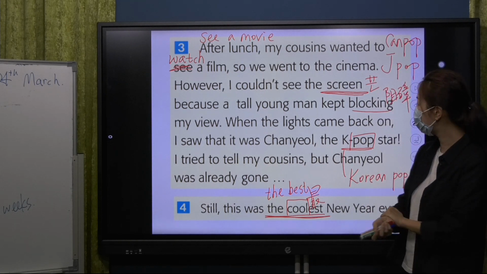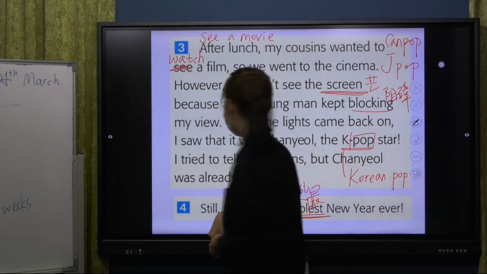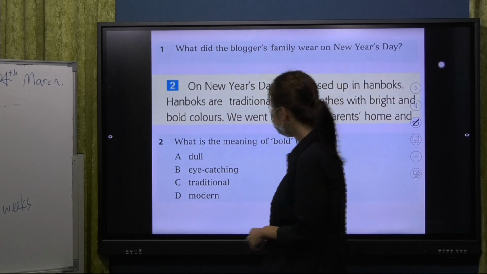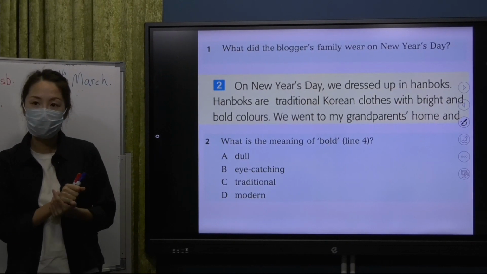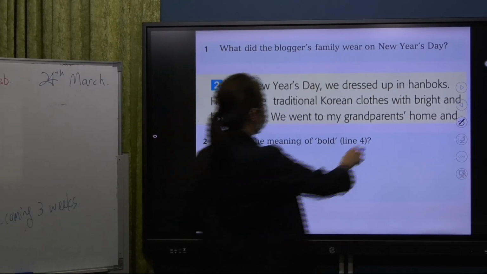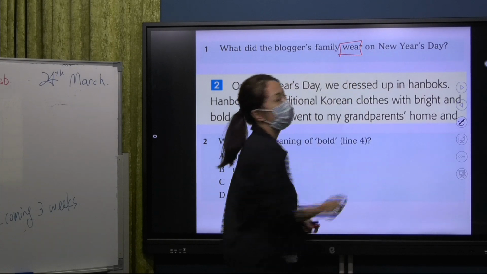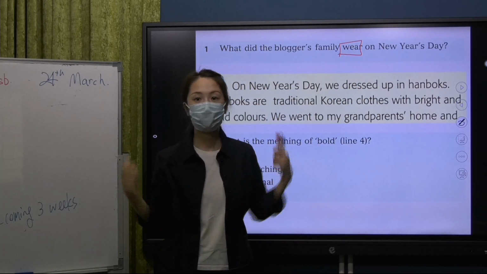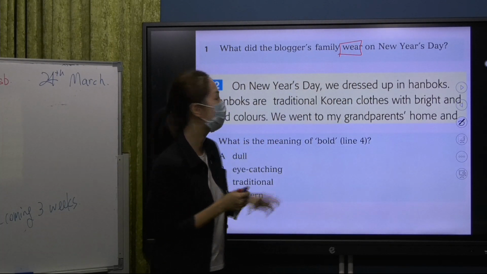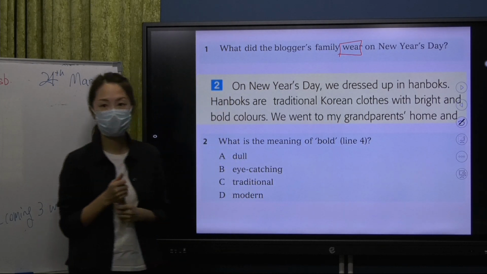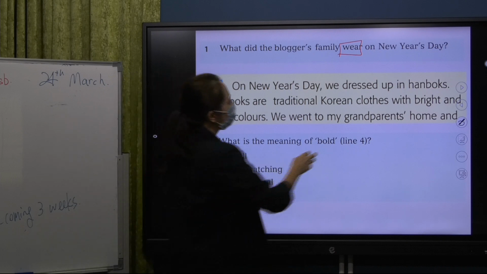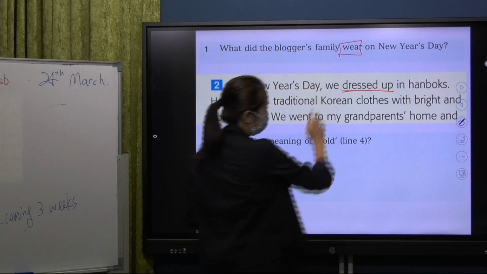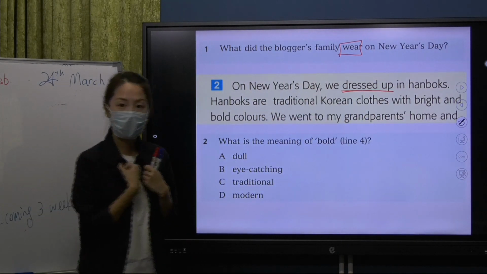So now let's go to the reading comprehension. What did the blogger's family wear on New Year's Day? Number one, wear. What is the meaning of wear? 穿係嘛，着衫. If we refer to paragraph 2, on New Year's Day, we dressed up in hanboks. So you can find out dress also means wear.